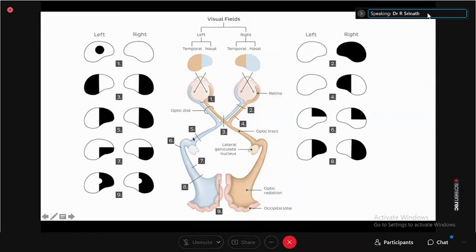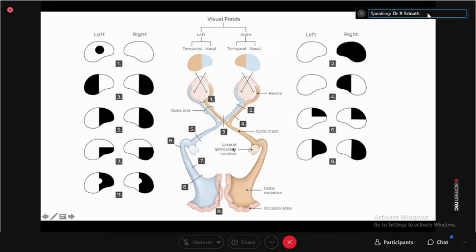Whenever there is a problem in the optic tract, whenever the optic tract is injured or affected, what happens is homonymous hemianopia. That means the same side, because this optic tract carries the blue temporal part of the optic nerve on the left, as well as the nasal part on the right, which is actually homonymous hemianopia, where both sides the same type of vision is affected.